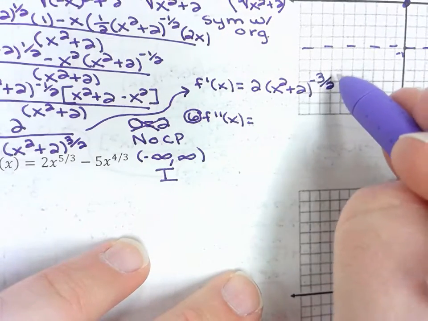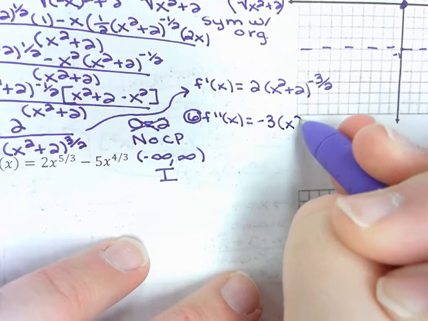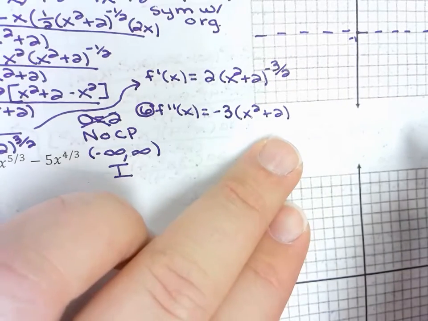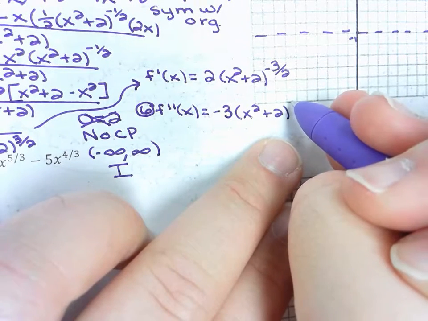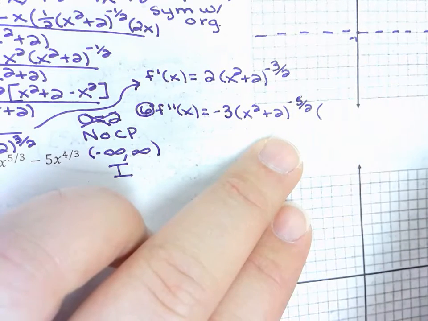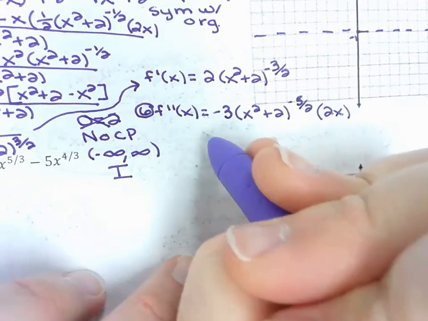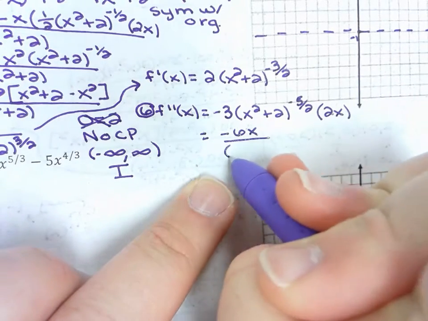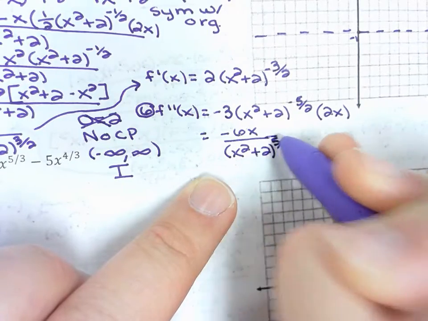3 halves out front, so 3 halves times 2, negative 3. Inside stays the same, x squared plus 2. Reduce the exponent by 1, so negative 3 halves minus 1, negative 5 halves, times the derivative of the inside, which is 2x. If I simplify a little bit, negative 6x all over x squared plus 2 to the positive 5 halves, when I move that to the bottom.